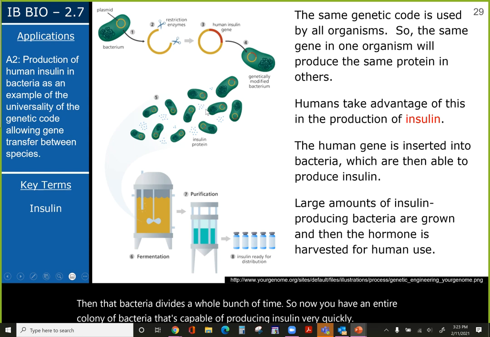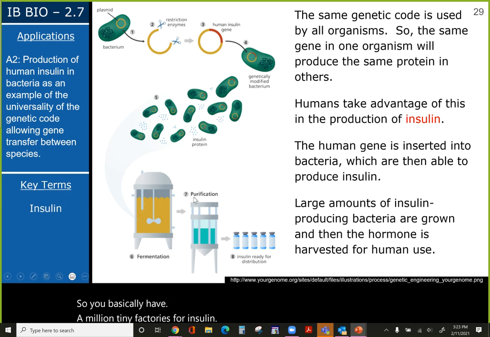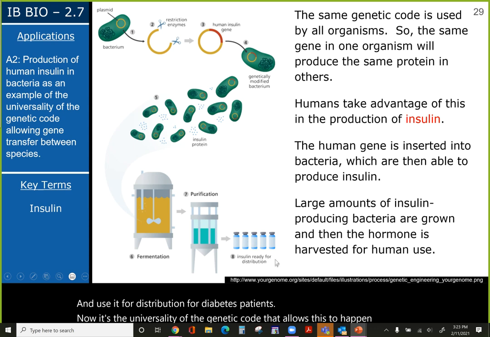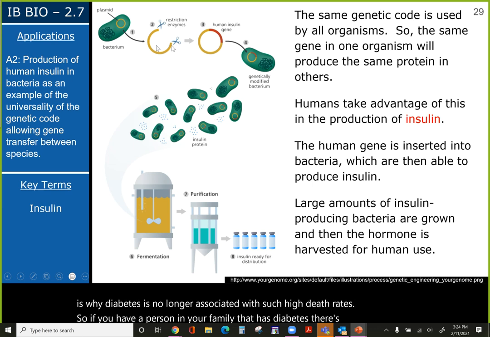So you basically have 1 million tiny factories for insulin. Then we can refine that insulin and purify it and use it for distribution for diabetes patients. Now, it's the universality of the genetic code that allows this to happen. And this is why diabetes is no longer associated with such high death rates. So if you have a person in your family that has diabetes, they're still around thanks to this process.